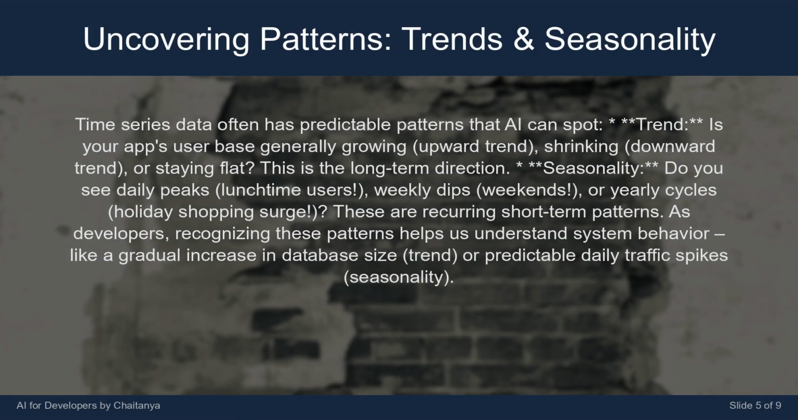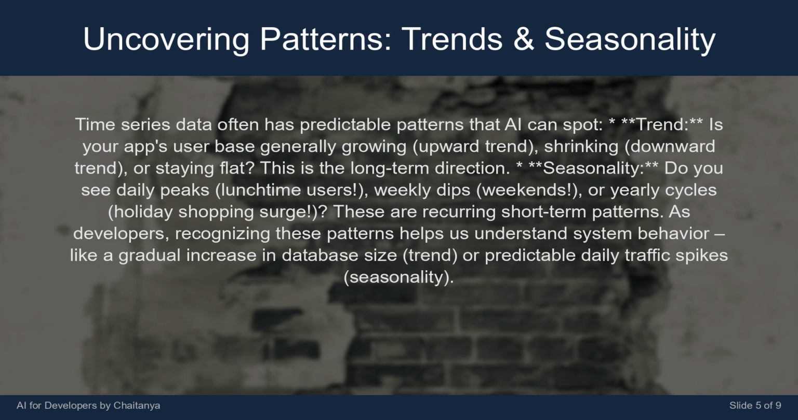Time series data often has predictable patterns that AI can spot. Trend: is your app's user base generally growing, upward trend, shrinking, downward trend, or staying flat? This is the long-term direction. Seasonality: do you see daily peaks, lunchtime users, weekly dips, weekends, or yearly cycles, holiday shopping surge? These are recurring short-term patterns.